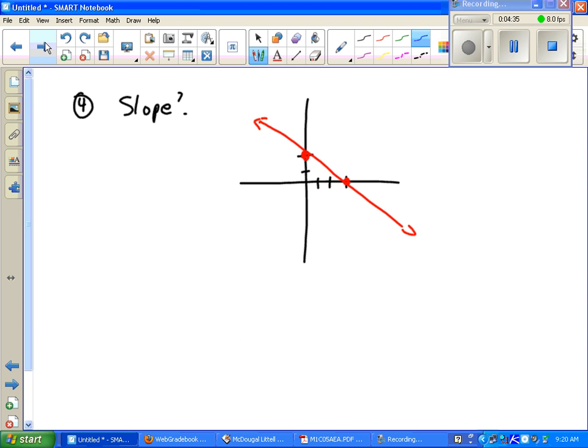Number 4 asks you to find the slope. Remember, slope asks you how many times you either go up or down over how many times you go to the right or to the left. If it goes up, it'd be positive. Down, it'd be negative. If it goes left, it would be negative. To the right, it would be positive.